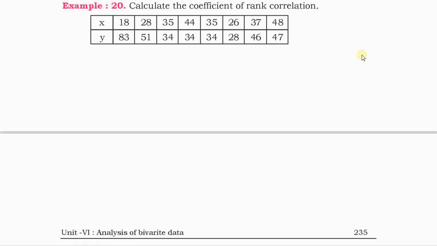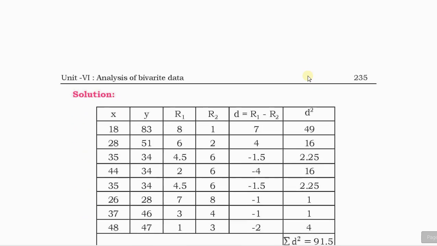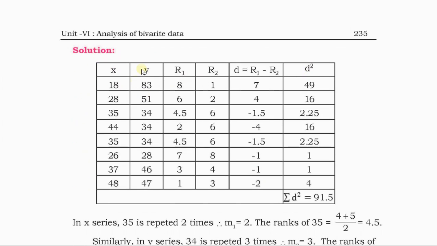Okay, let us look at another example here. So calculate the coefficient of rank correlation. So this is the given data here, and let us look at the calculations. Now x and y are again ranked here in a descending order. So the highest is given the first rank and the lowest is given the last rank.